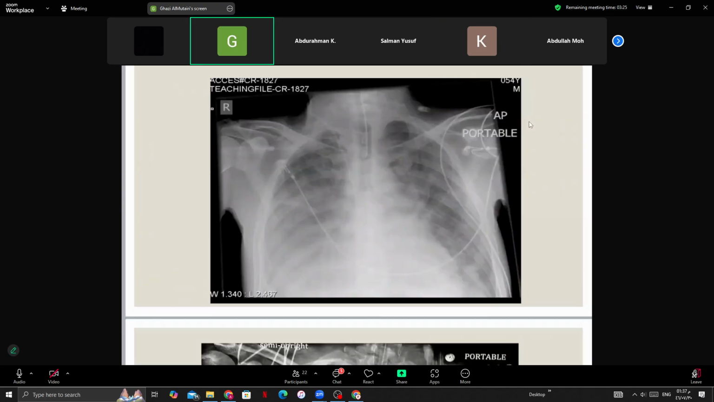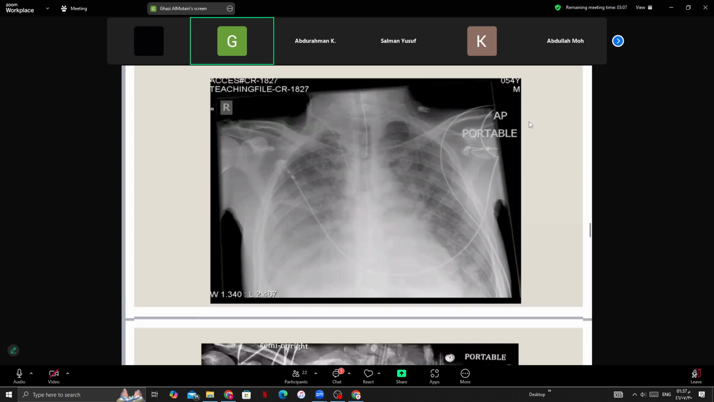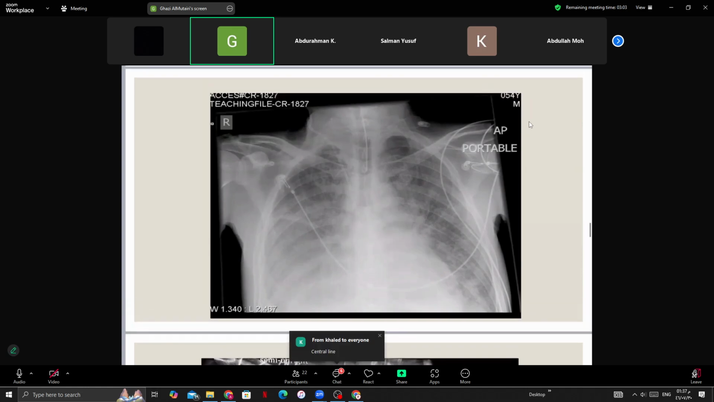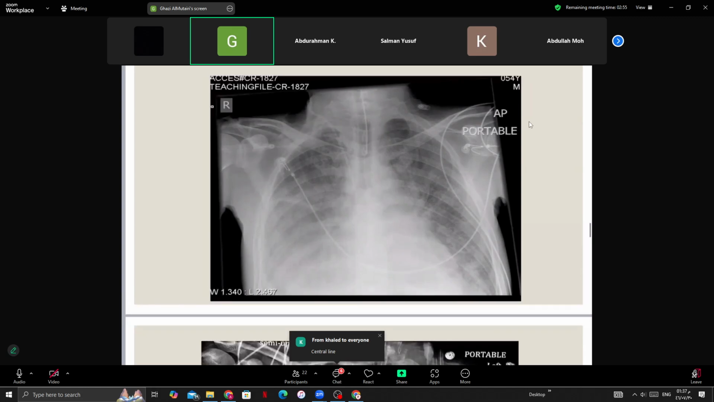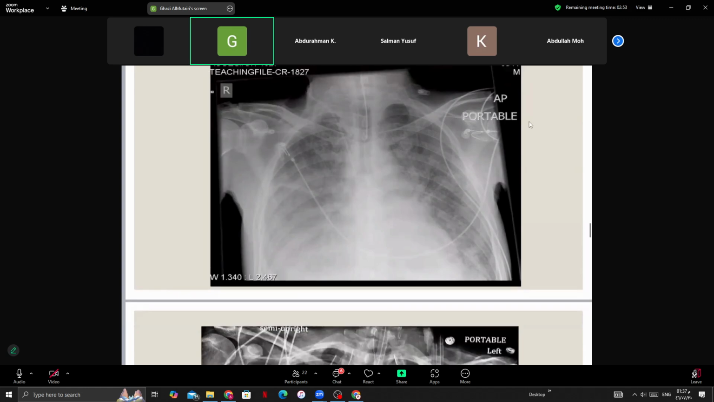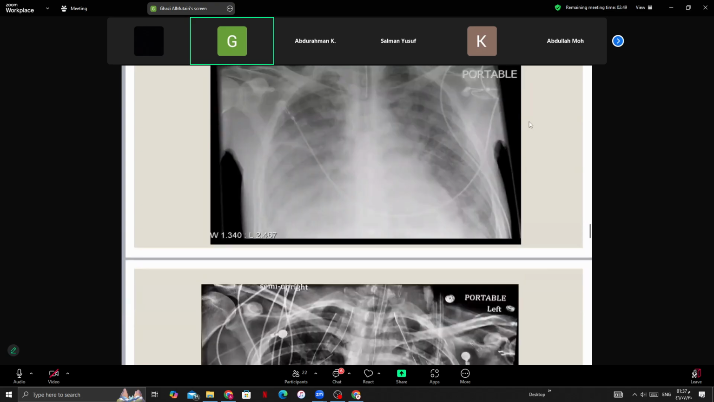طيب what about اللاين اللي جاي من right neck going to the heart؟ ماشي مع الجاجلر vein. واضح لكم؟ أيوة central line. So this is excellent. This is a central line, a right internal jugular venous catheter coming from the jugular vein toward the superior vena cava to the right atrium.